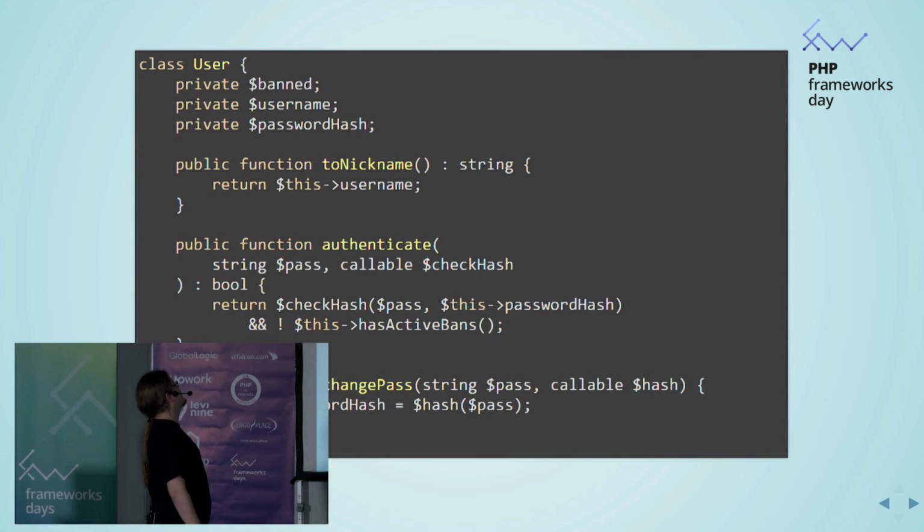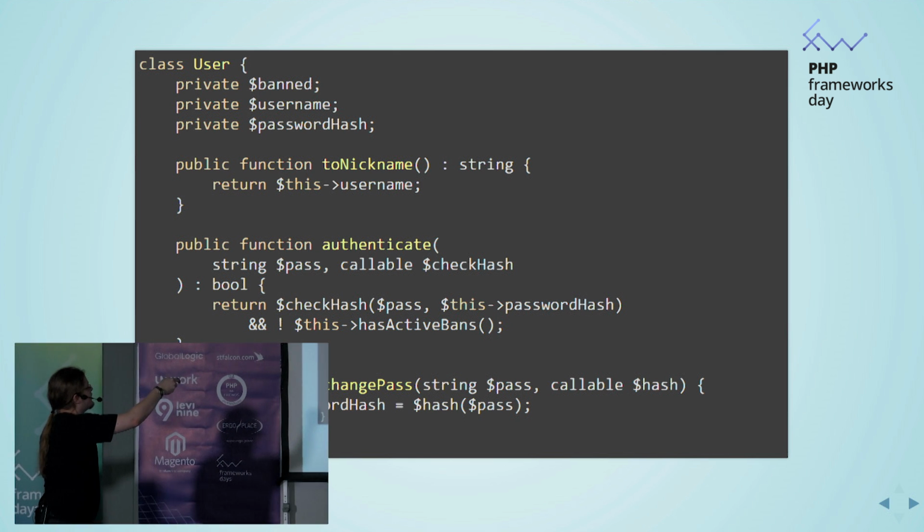So here's a better approach to the user object. So we have a flag band and this stuff. This is not important. This is not important stuff, okay?